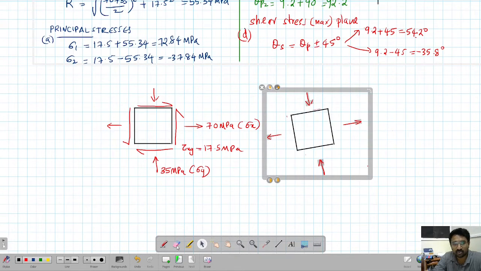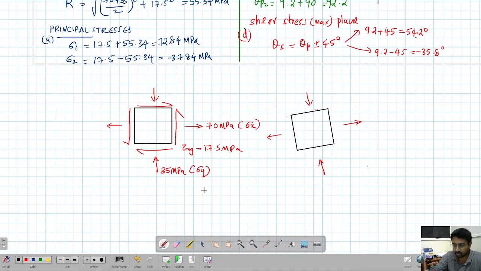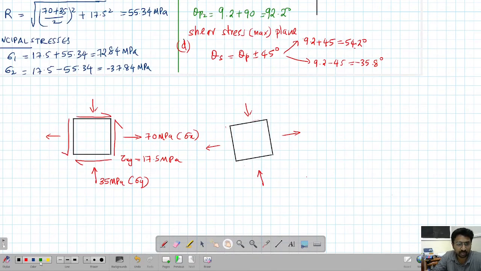So this rotation should be very, very small, approximately equal to 9.2 degree. So this rotation is 9.2 degree. Okay, and the values here will be principal stresses. So this will be 72.84 MPa. This is sigma 1, and this will be 37.84. This is sigma 2. Okay, so there is no shear stress. This is the principal planes. So this is one plane.